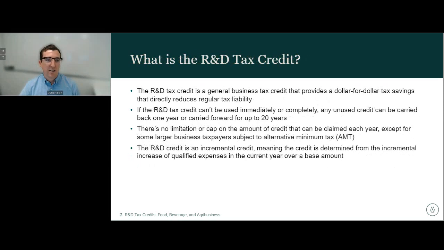So what is the R&D credit and why should we care about it? The R&D tax credit is a general business credit and it offers a dollar-for-dollar reduction of regular tax. If it's unused, the credit may be carried back 1 year or carried forward for up to 20 years. There's no limitation or cap on the amount of the credit that can be claimed each year, but utilization will depend upon each taxpayer's circumstances.